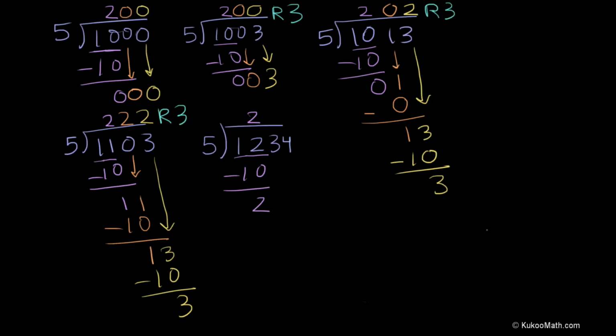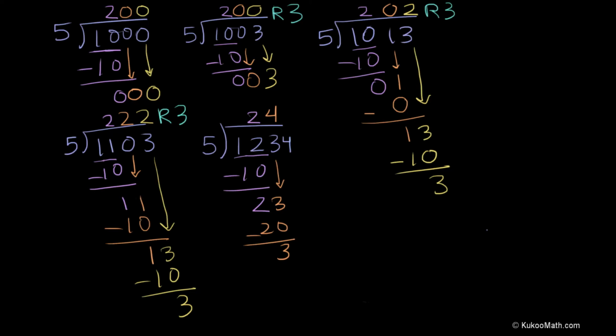Then we bring down the next digit. We bring down 3 to make 23. The closest we can get to 23 without going over it is 5 times 4, because 5 times 5 is 25, and that's too much. 5 times 4 is equal to 20, and when we subtract, we get 3.